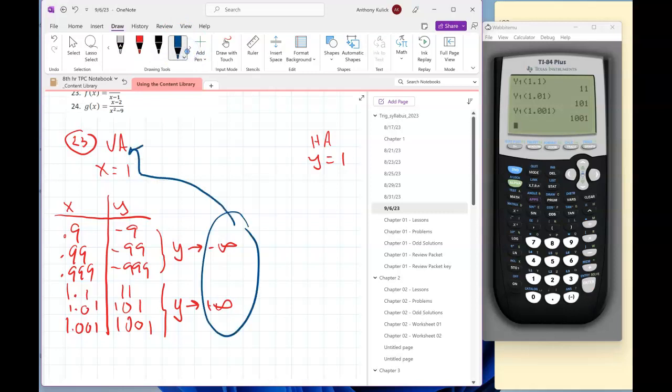These two are what indicate that it's a vertical asymptote, seeing that on either side we're heading to an infinity, either positive or negative. They could be both the same. They could be both different. It doesn't matter which one happens first.